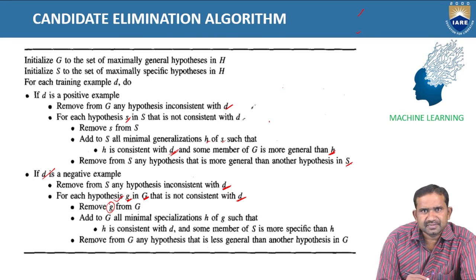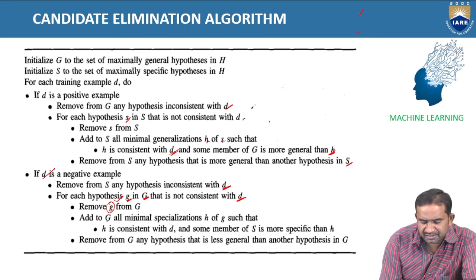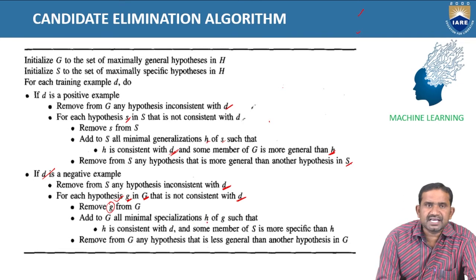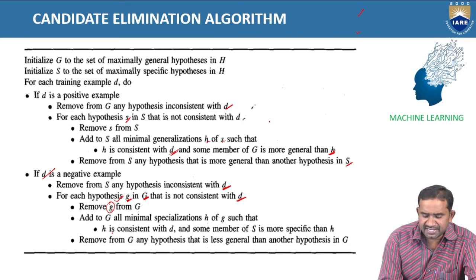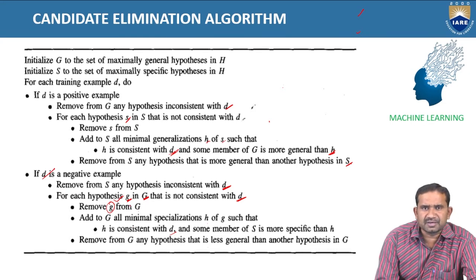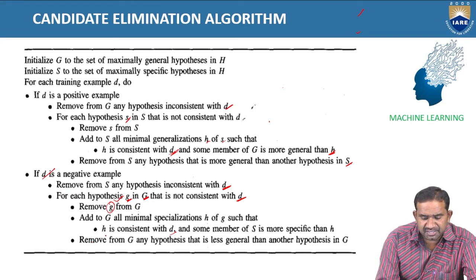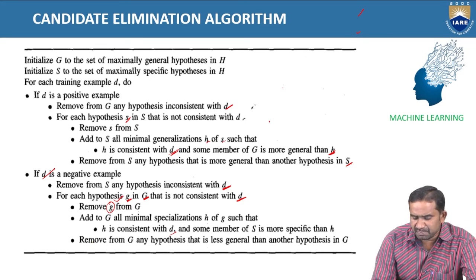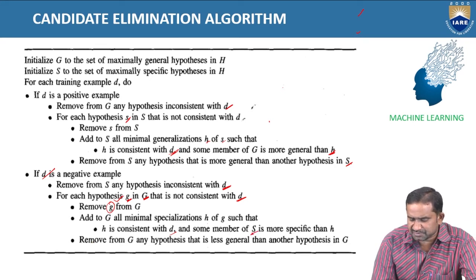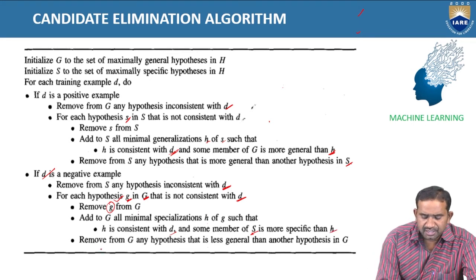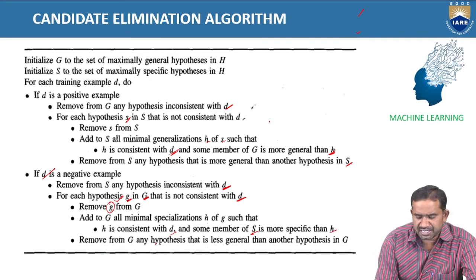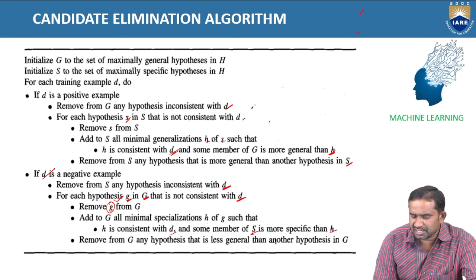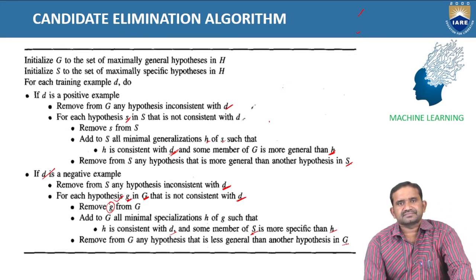We remove that, and then we add to G all minimal specializations H of G such that H is consistent with D. It is removed, and I can add all the remaining hypotheses which are consistent with the training examples, and some member of S is more specific than H. And remove from G any hypothesis that is less general than another hypothesis in G.